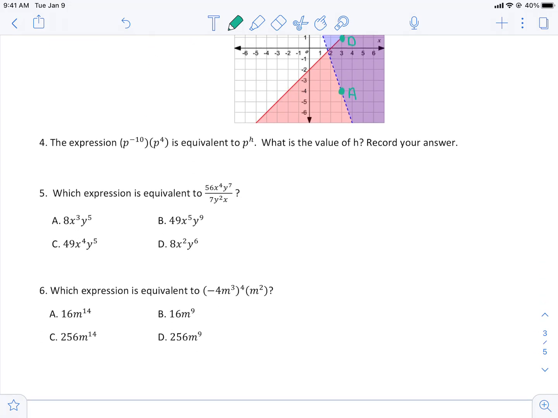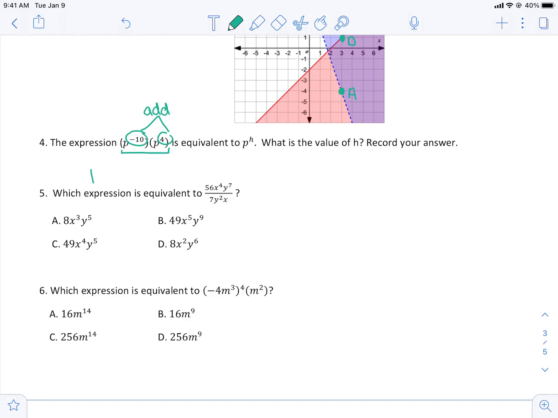Number 4, the expression p to the negative 10th times p to the 4th is equivalent to p to the h. What is the value of h? Record your answer. So what we do, since we are multiplying right here, we're going to take the exponents and we're going to add them.